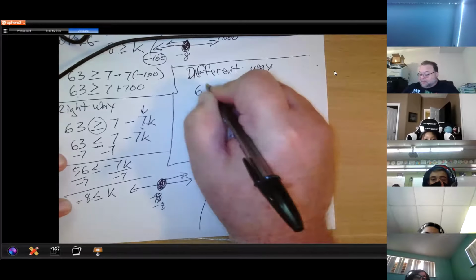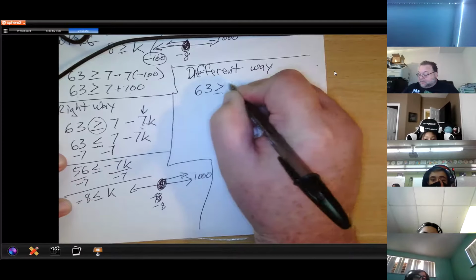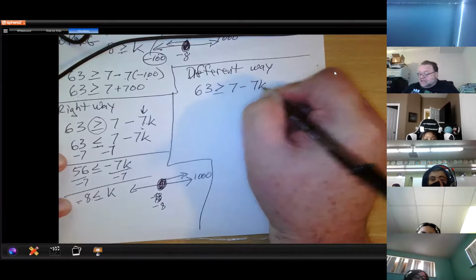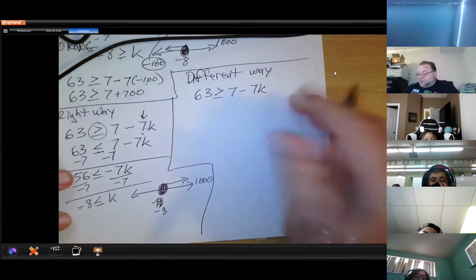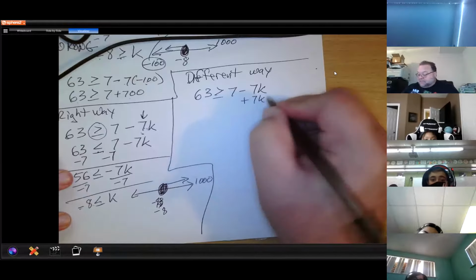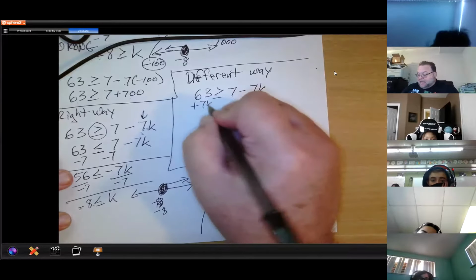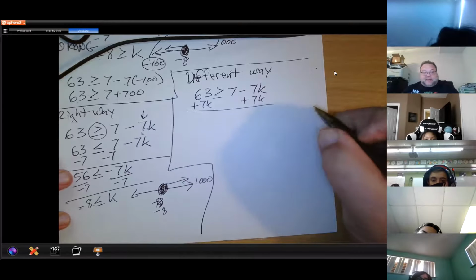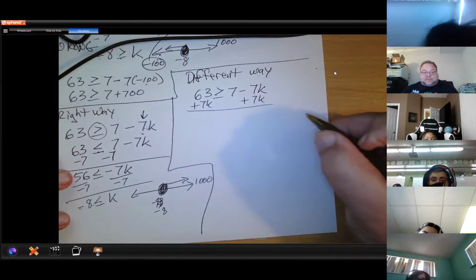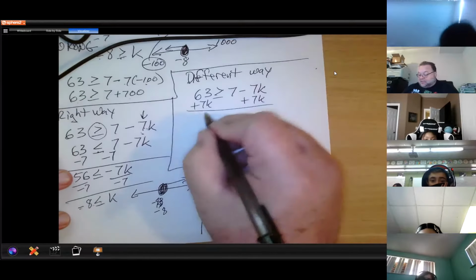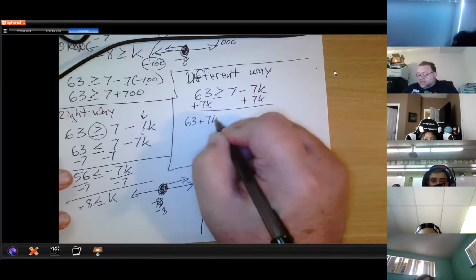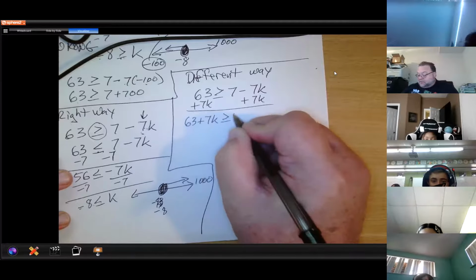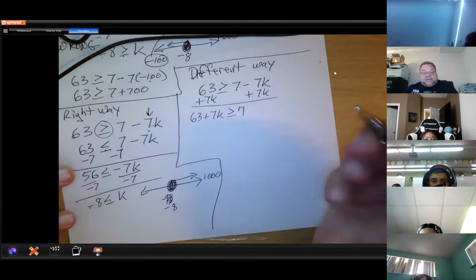So here's my problem again. I almost have this doggone thing memorized now. This time I'm going to solve it differently. I'm going to add 7k to both sides. Now I can do that, right? Because we've done that before when we did two-step and multi-step equations. And so now I'm going to have 63 plus 7k is greater than or equal to 7. I'm going to keep solving now.